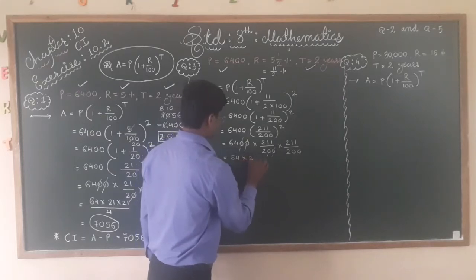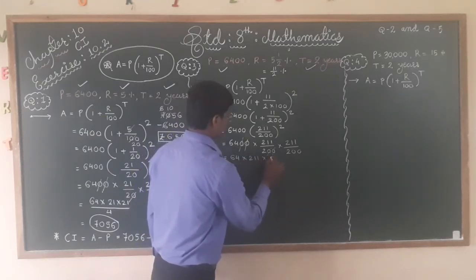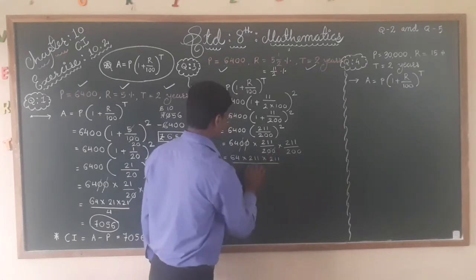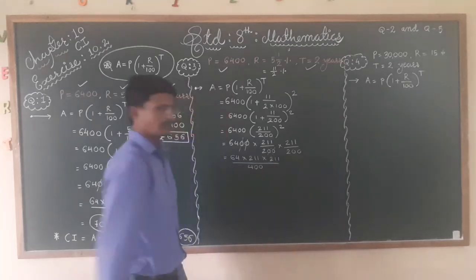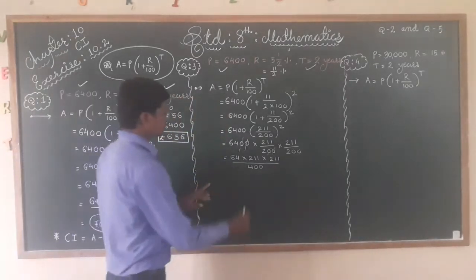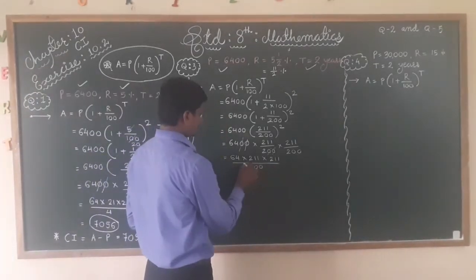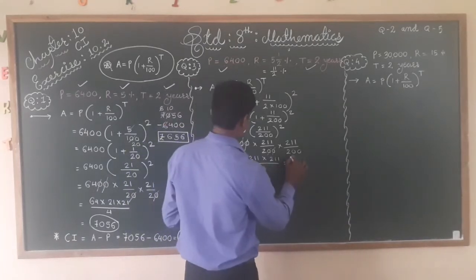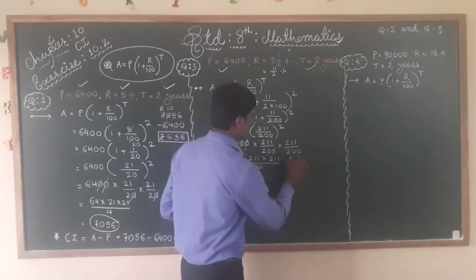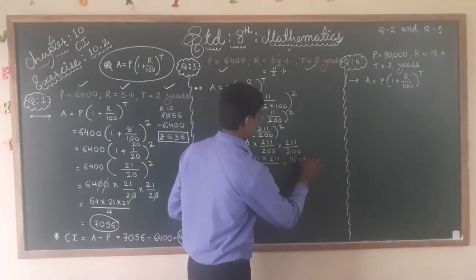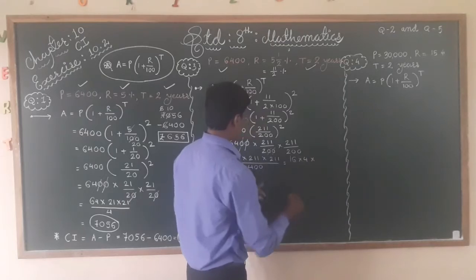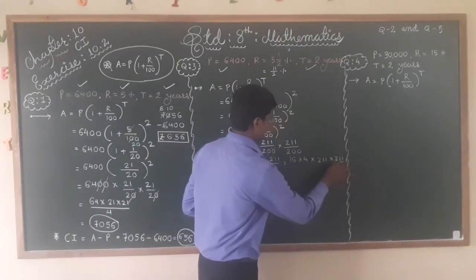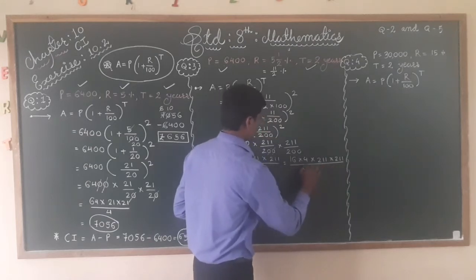64 multiply 211 multiply 211, divide by 2 to the 4, 400. Okay, now what we will do here, if you want to make it simple, so here 16 4 ja, okay, that also we can do. 211 as it is, 211 as it is, divide by 4 into 100.